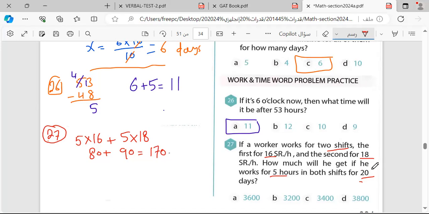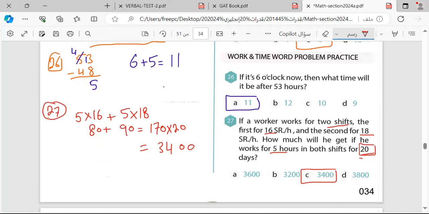Now he asked me how many days? 20 days. We times 20, right? If you multiply by 20, then you put 2 zeros. 2 times 17 is 34. So the answer is 3,400.